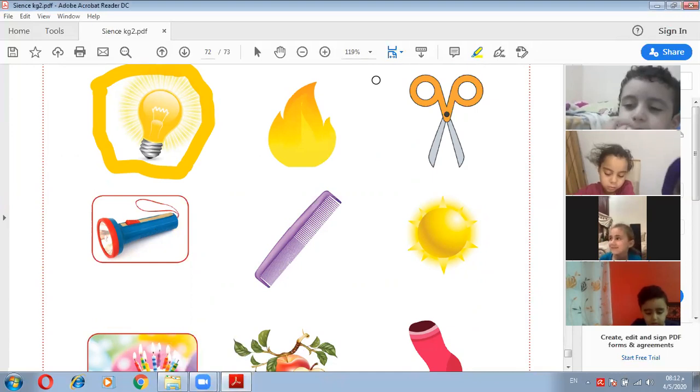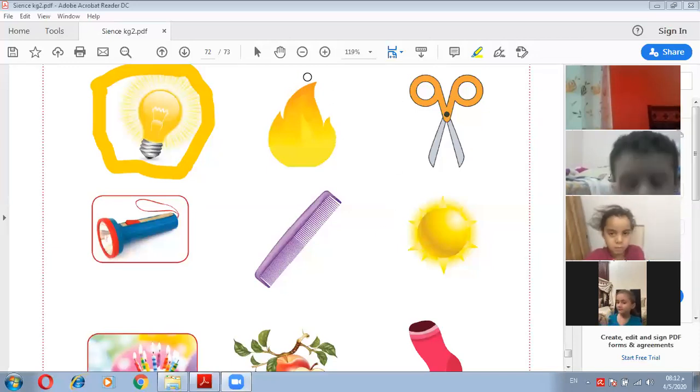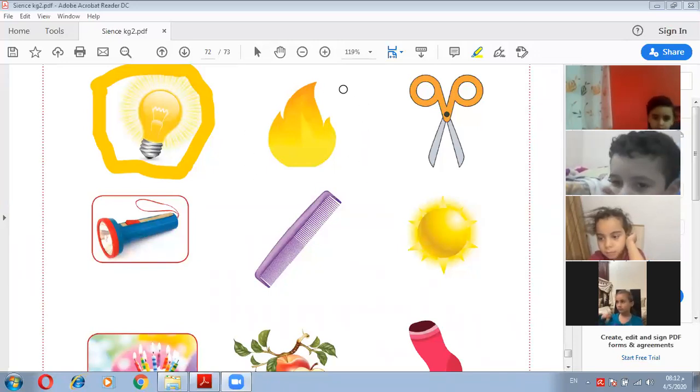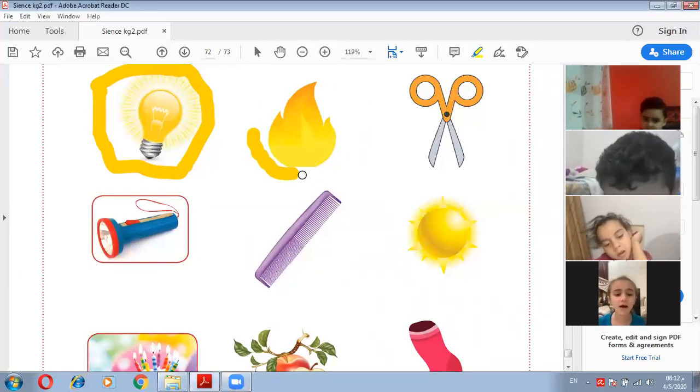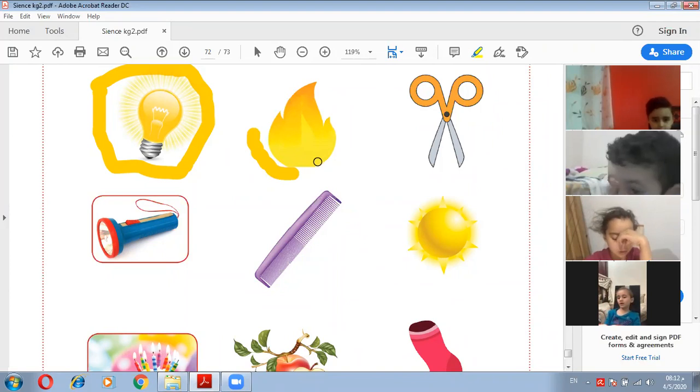And here, one minute. Fire. Does it give me light or not? Yes, it gives you light. Sorry. Here, the next picture, KG, we have, what is this? Who can tell me what is this? Fire. Yes, does fire give us light or no? No, we cannot get light from fire? No. How come?